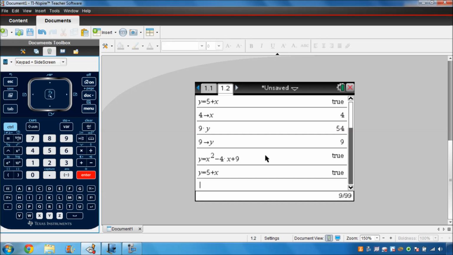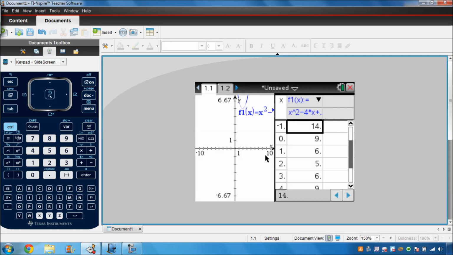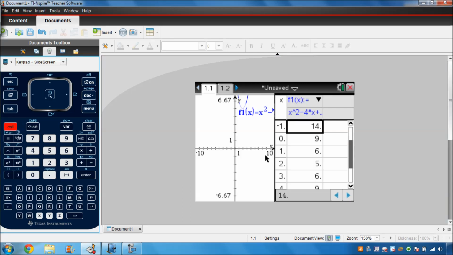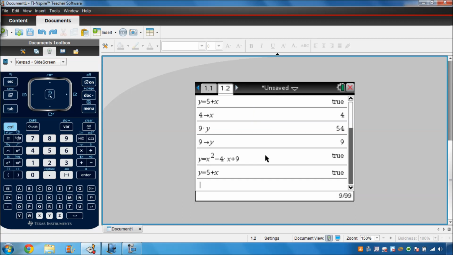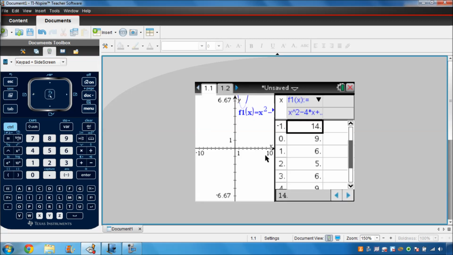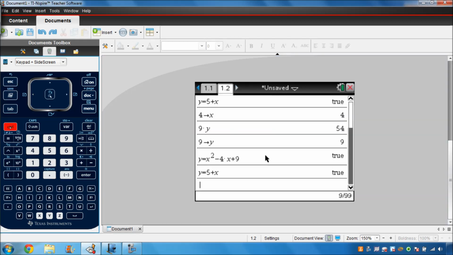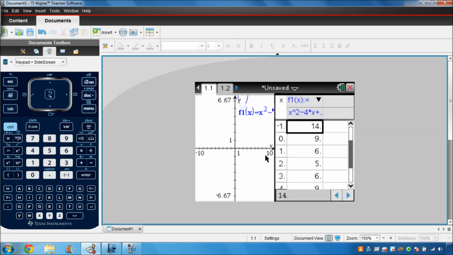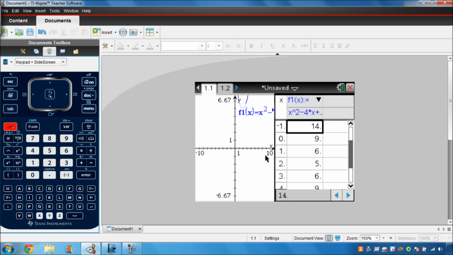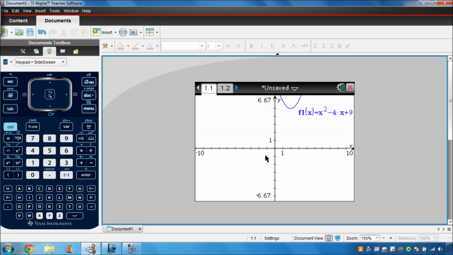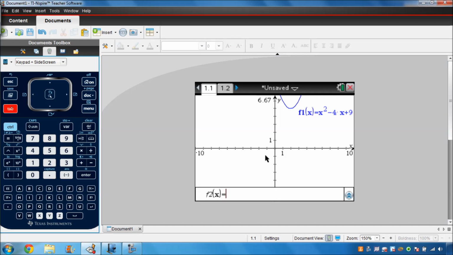I want you guys to go back to the previous page with the graph. And you can do that by just pressing Control Left. That'll bring you to the previous page. Oh, sorry. I want you in the graph document. Press Control T. That should get you out of your table. Okay. And then press the Tab button to get a new line so you can type in the other equation, which was y equals 5 plus x.